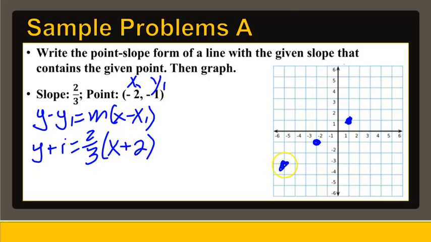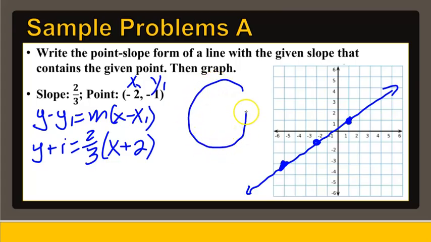Now positive slopes always go up from left to right. And to help you remember that, you can think of the Mr. Slope guy. So when the line goes up from left to right, it's a positive slope. When it goes down from left to right, it's a negative slope. If it's a vertical line, it's undefined. And if it's a horizontal line, the slope is 0. So this one, since it has a positive slope, it goes up from left to right.